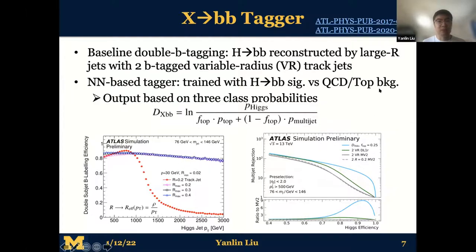There's also a neural network-based tagger, which is trained with X to bb as signal versus QCD or top background. So the output is based on these three class probabilities as defined in this equation. Then the bottom right plot shows the comparison of this NN-based tagger compared with the other technique. So clearly we can see an improvement on the multi-jet rejection as shown in this solid line.